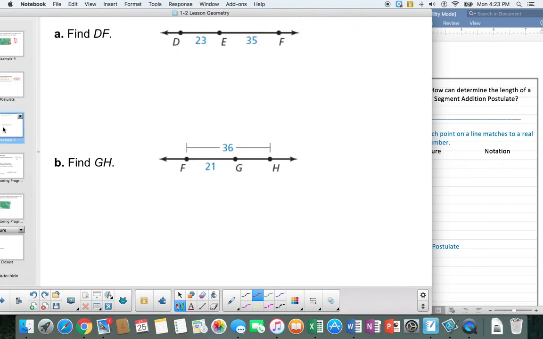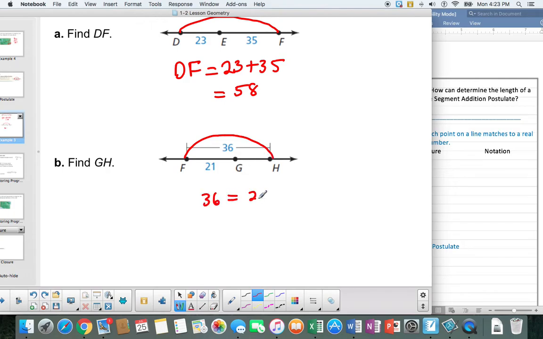All right, let's do some examples. I'd like to find DF. That's the big distance, so it'll be equal to the sum of the 2 smaller distances, and the answer will be 58. In this case, we have the big distance, 36, and we want to find, then it must be equal to the 2 small distances, and we're looking for one of the small distances, and so that will be 15.